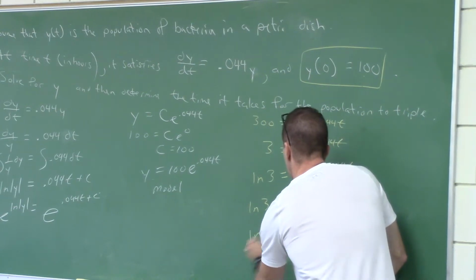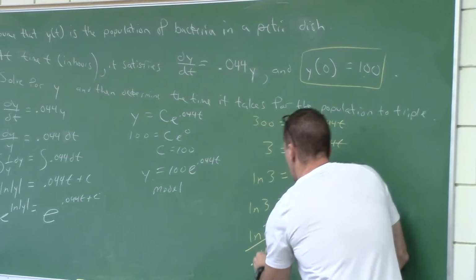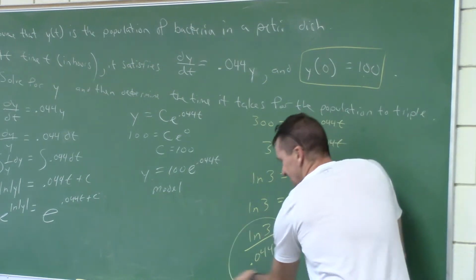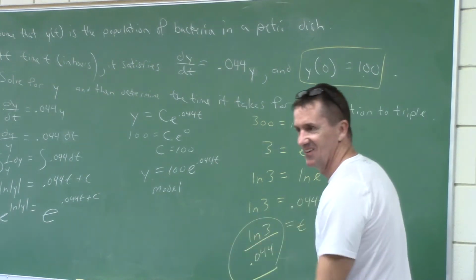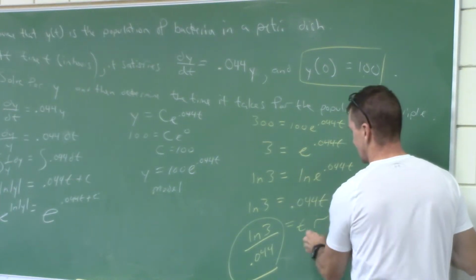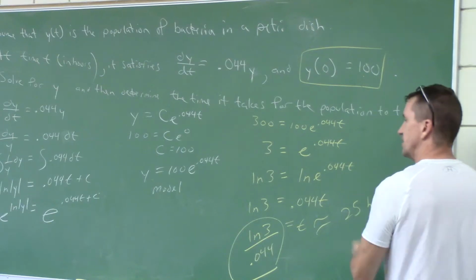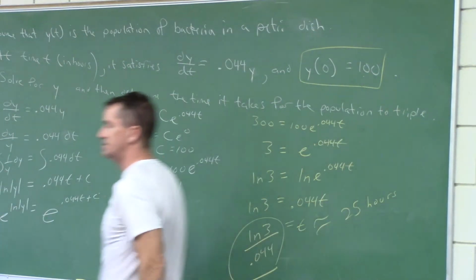ln of 3 over the top of 0.044. So if your calculator died on a test, leave the answer like this? Has anybody got a calculator? How long is that? It's just about 25 hours. Roughly 25 hours? Yeah. Thank you. So it would take roughly 25 hours for the bacteria to triple.